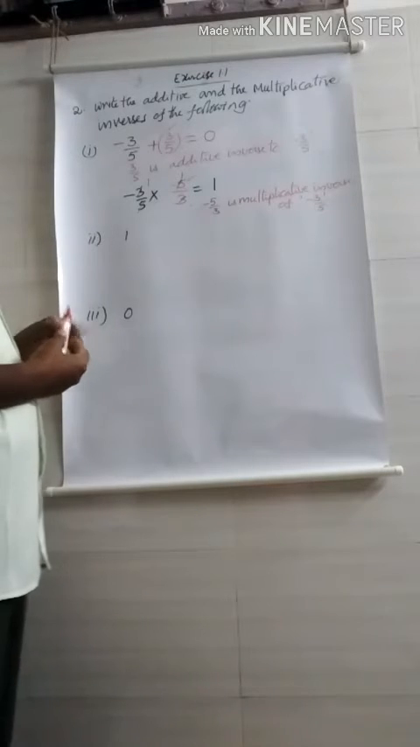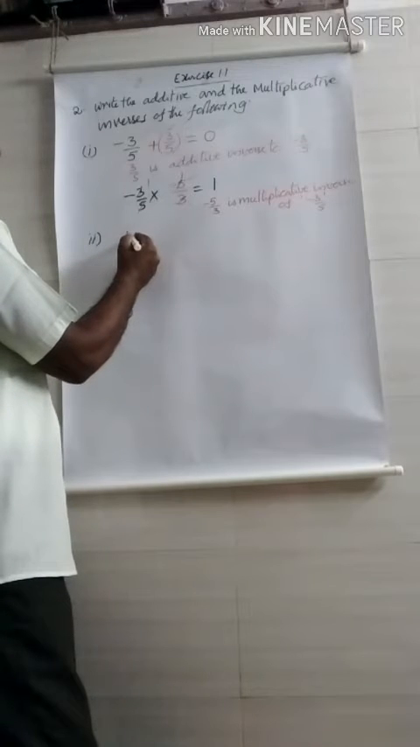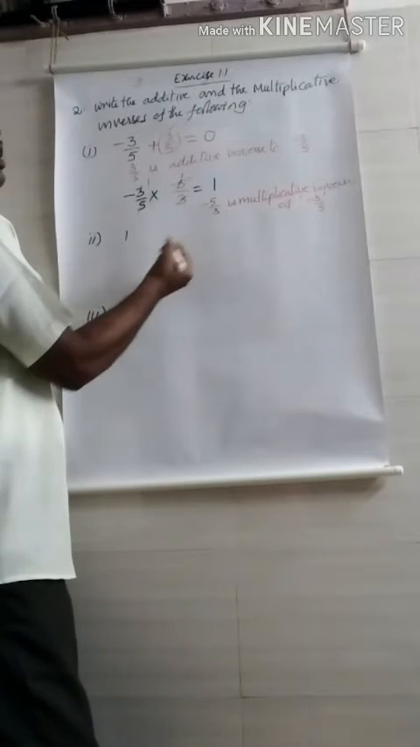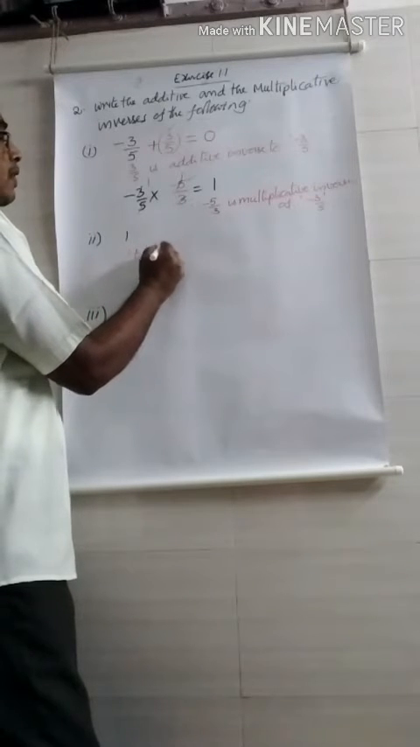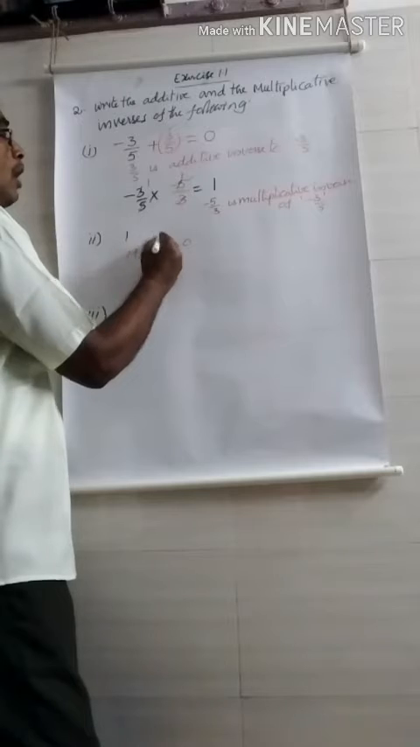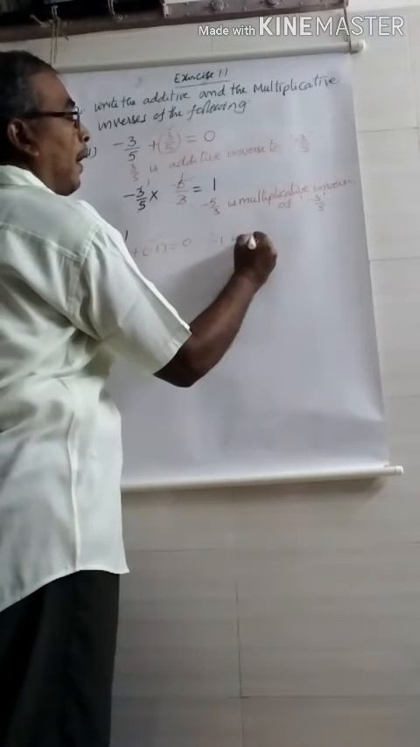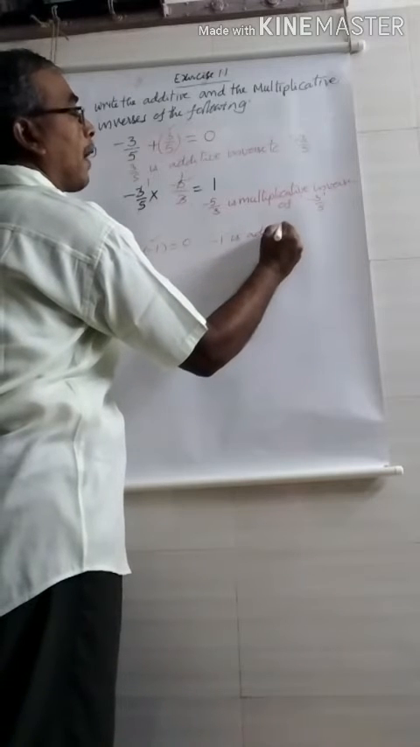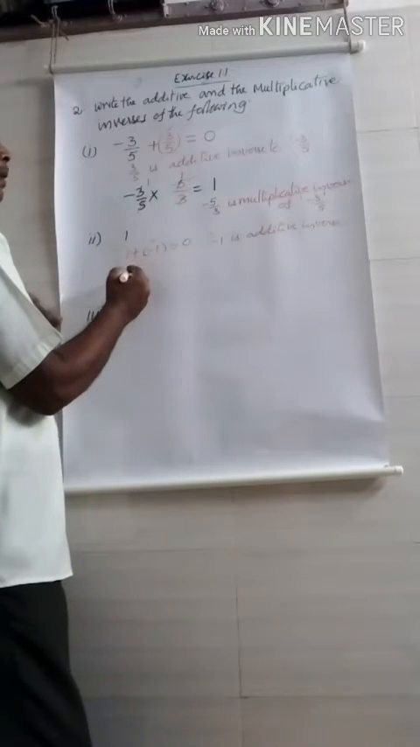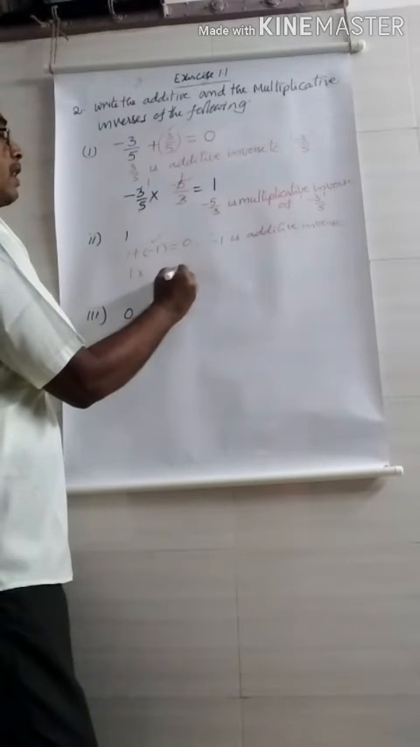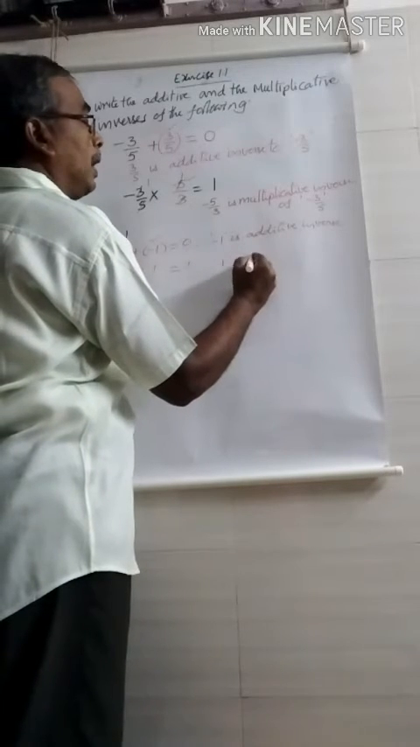Okay, like that, here also, what is the additive inverse to 1? How much do we add to 1 to get 0? It's simply, we can write 1 plus -1, then you get 0. What we add? -1. So here -1 is the additive inverse. Then the multiplicative inverse: what do we put and multiply with 1 to get 1? 1. So 1 is the multiplicative inverse.